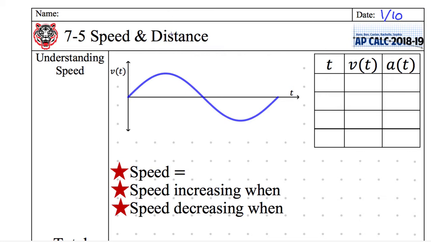So, speed and distance. Let's talk about what it means to go faster or slower. So let's analyze a few points on here. I'm just going to choose some random points. There, and there. Let's say that this is the x-coordinate A, this is the x-coordinate B, this is the x-coordinate C and D. I want for each of these times to analyze what's happening with the velocity and acceleration.